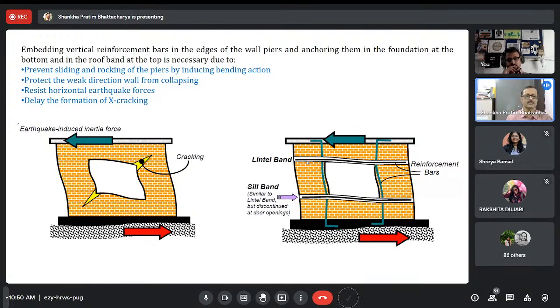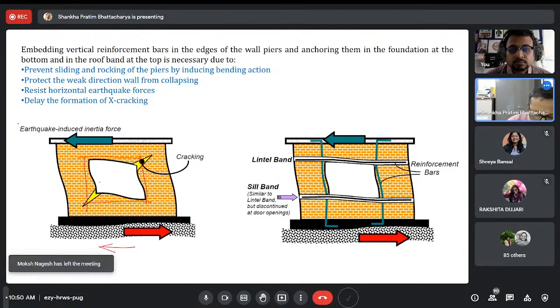The foundation will try to move forward, but the head or the roof will want to stay. Because of that, a kind of twisting will occur, and the rectangular window will now become a parallelogram or something like that, and a crack will initiate. So if I do something in and around it with some reinforcement, because if the force acts in this way, the crack will occur in this way, right?